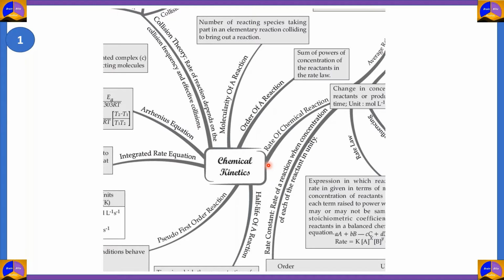So in this chapter, chemical kinetics, we'll be dealing with the speed of the reaction, that is the time taken to achieve equilibrium, which we know as the rate of a chemical reaction. So we'll be learning about the rate of a chemical reaction. We'll be learning about the order and the molecularity of a reaction. Then we'll learn about half-life of a reaction and move on to integrated rate equations and pseudo first order reactions. And then we'll move on to the Arrhenius equation, which is very important, and we'll conclude this chapter with the collision theory. Let's begin.